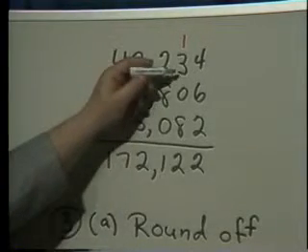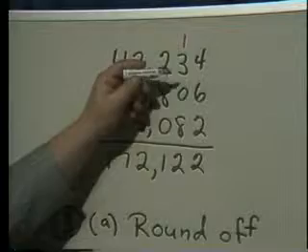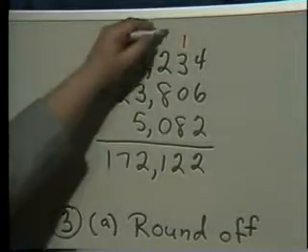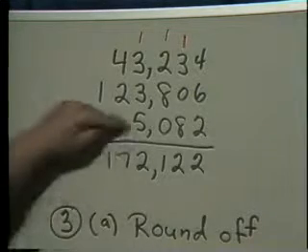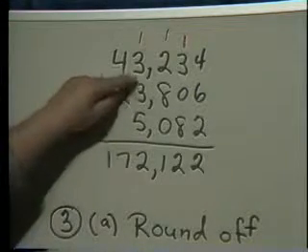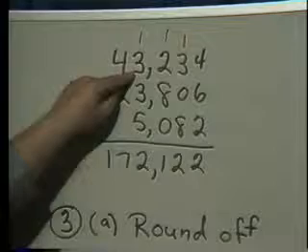See, 8 and 3 are 11. 11 plus 1, 11, 12. See, put down the 2, carry the 1. 8 and 2 are 10, and 1 more is 11. Put down the 1 and carry the 1. 5 and 3 are 8, and 3 more are 11. See, a single digit at a time.